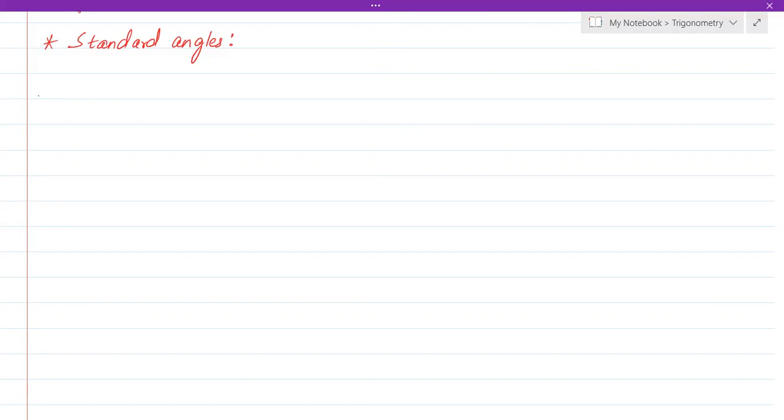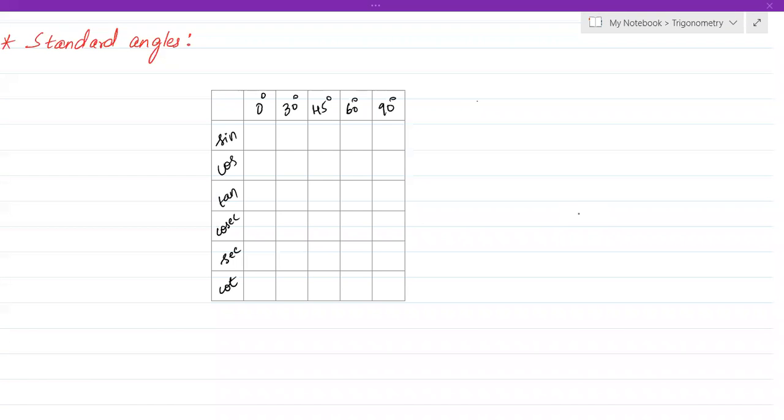But let's construct the table. A very important table, and let's learn how to remember this table. If you remember this table, that's more than enough. So let's construct the table. As you can see, we have taken the table here. Here we'll be writing the value of sine 0 degrees, and below it, sine 30 degrees, and so on. Now let's understand how to remember this table.